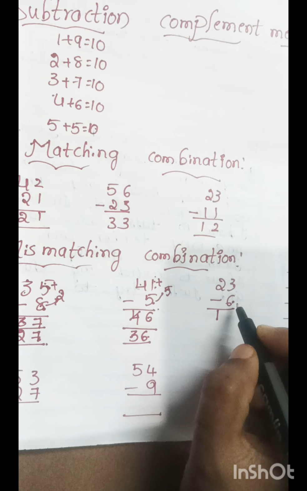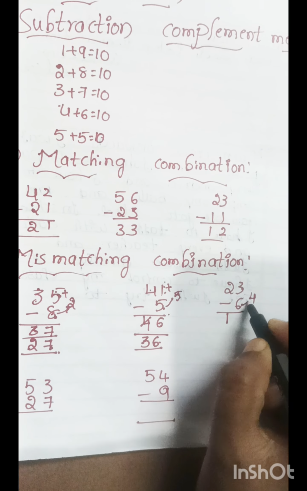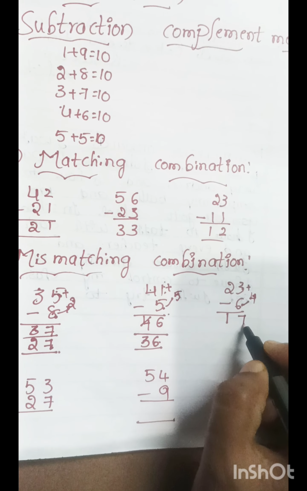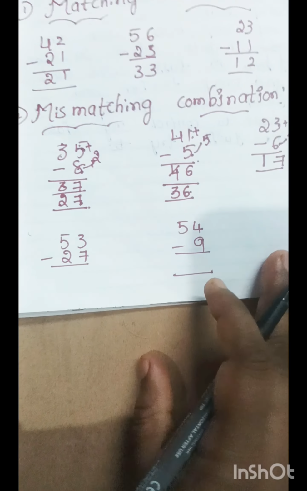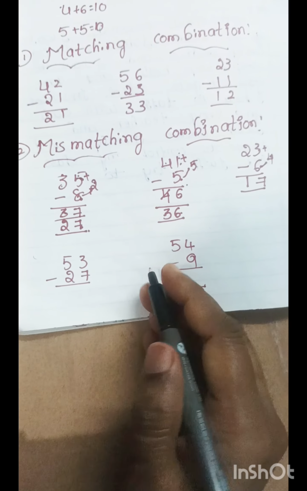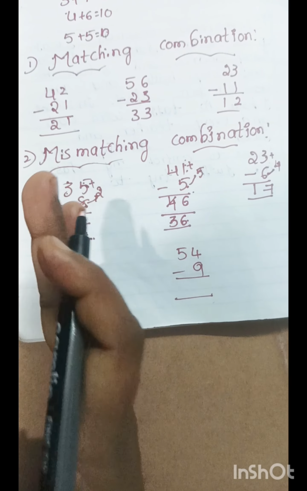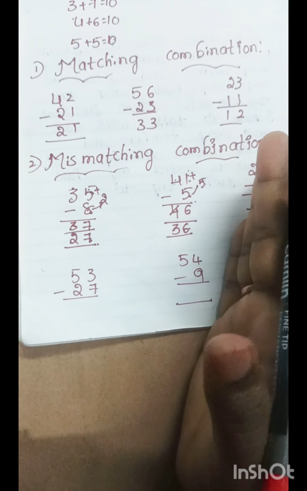here, what is the complement for 6? The complement for 6 is 4. You can add these 4 to the upper number. 4 plus 3 is 7. Our answer is 17. Here you can observe one thing. What is that? In general subtraction we do subtractions from right to left, but here we should do subtractions from left to right.